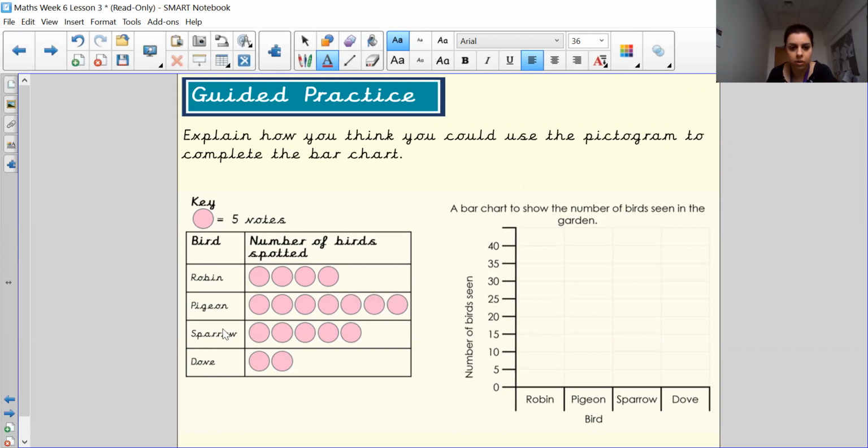Then a sparrow, try and work that one out for yourself. How many times was the sparrow spotted and how many times was the dove spotted? Could you write those down for me? And I'm going to write down the other ones whilst you're working those out.